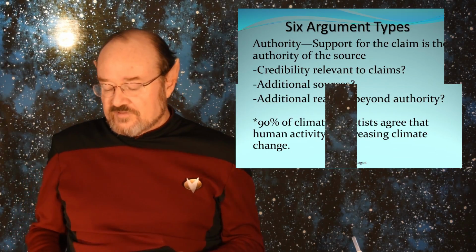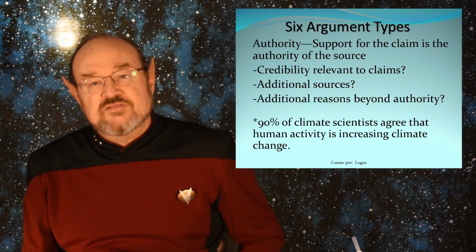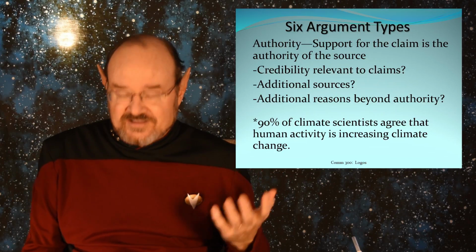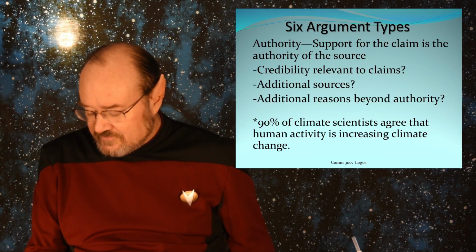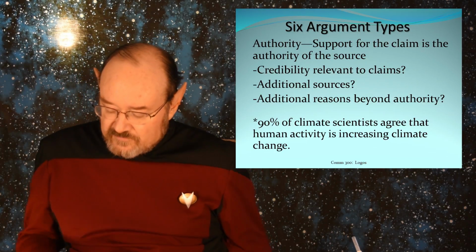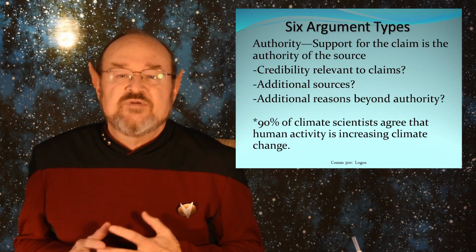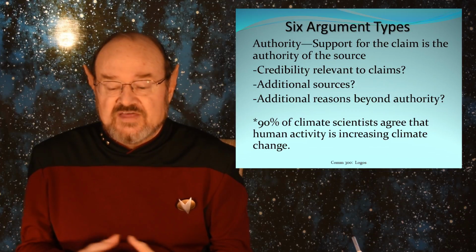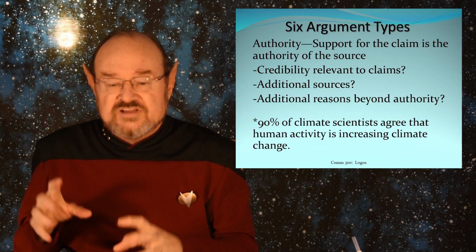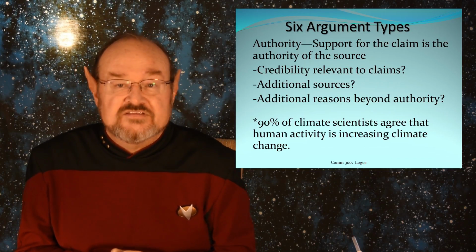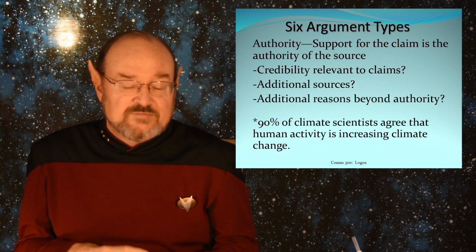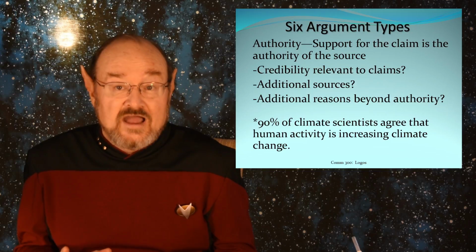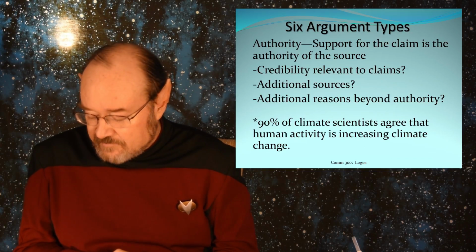Authority. Support for the claim is the authority, quoting someone and so forth. 90% of climate scientists agree that human activity is increasing climate change. So the first question you ask is, is the credibility relevant to the claim? Is there something about the claim that is related to the person's expertise? Because if it's not, if he's a biochemist and he's talking about immigration policy, then that's not going to work out because it's not relevant to the claim.